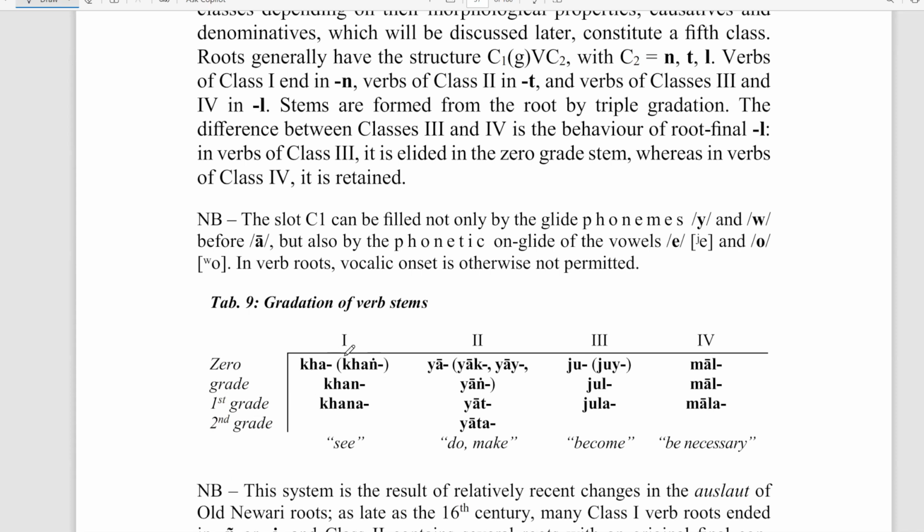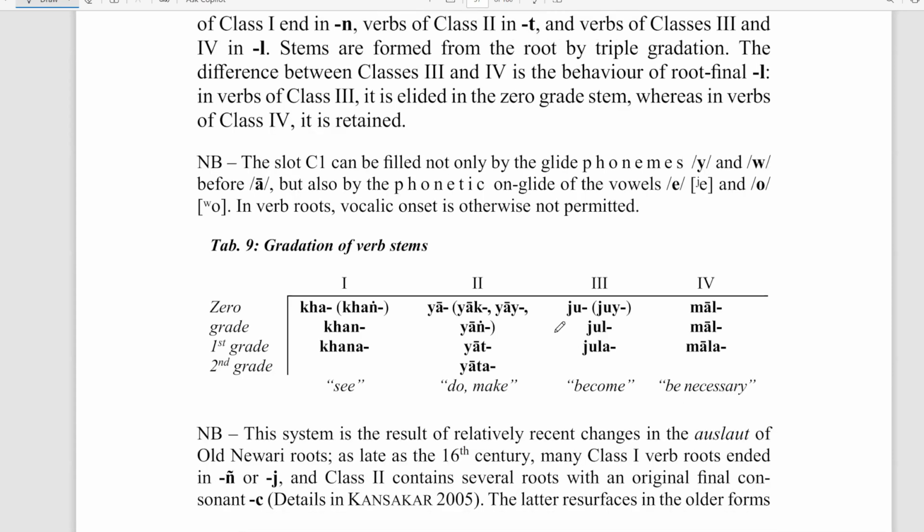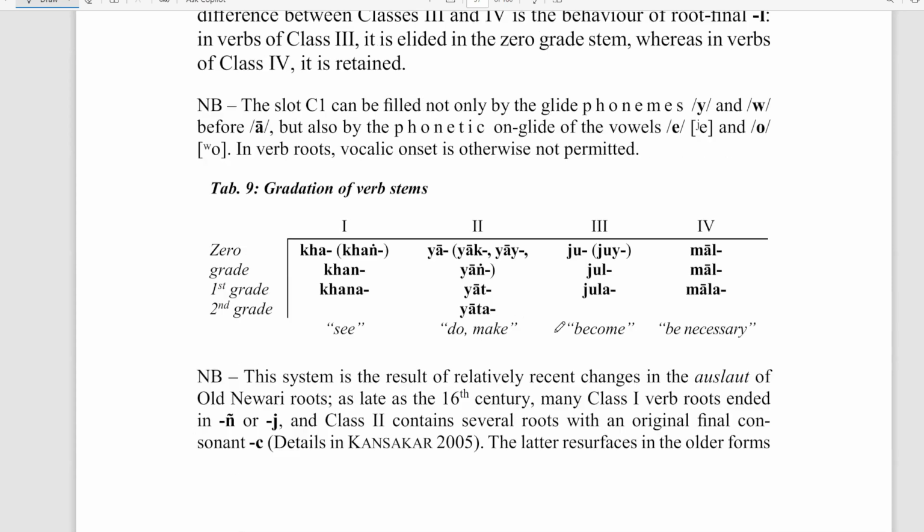Then 0 grade is just like ending in nga or ya, and the first grade for the first class is na, for the second class is the, and for the third class is the. This sounds very abstract, but we will read the verbs and see it in our text later.